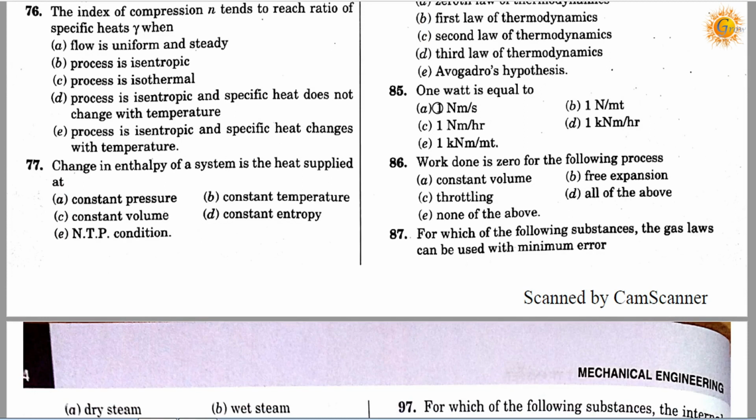Question number 85. 1 watt is equal to option A 1 Newton meter per second, option B 1 Newton per minute, option C 1 Newton meter per hour, option D 1 kilonewton meter per hour, option E 1 kilonewton meter per minute. So the correct answer will be A, 1 Newton meter per second.